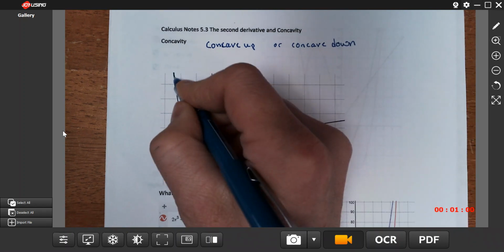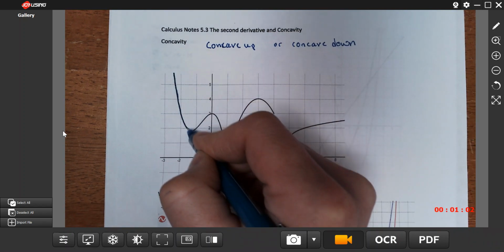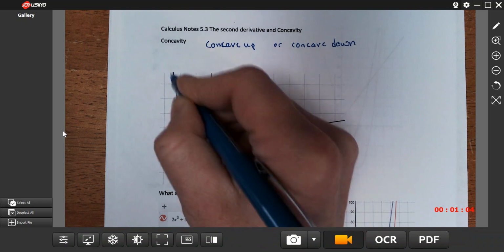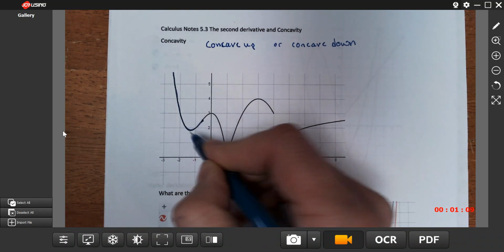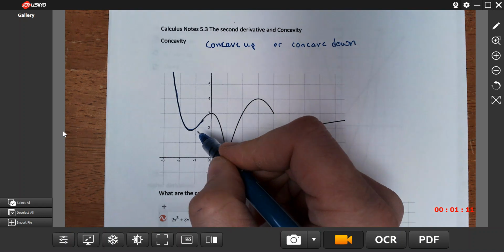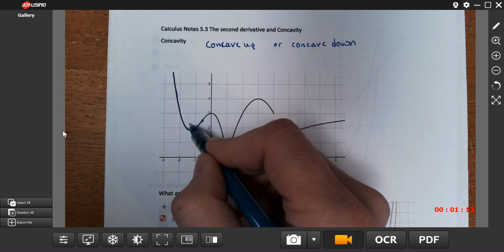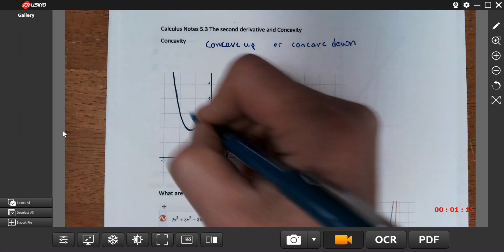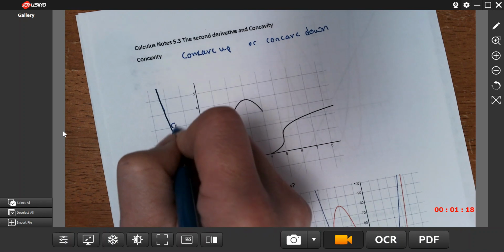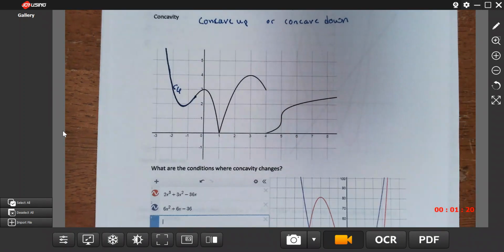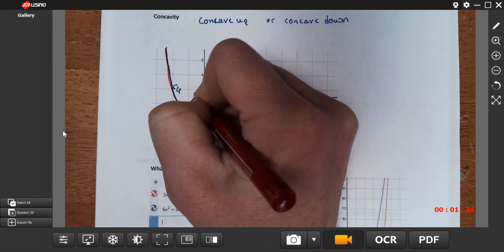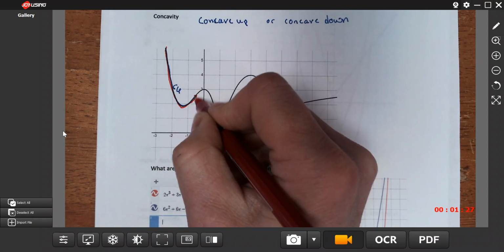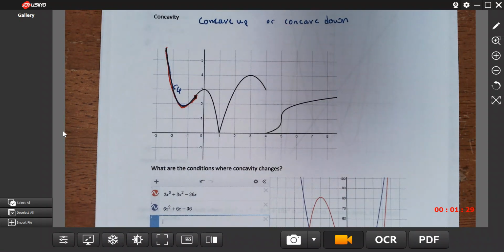So if I look at this section of graph right here, I have a curvature and it makes a little cave here, and this is concave up because the cave part here is up, it's above. So I'm going to write CU for concave up, and I just realized that that color is not really visible on here, so I'll do concave up in red. So the cave is facing up. Somewhere around here, it turns around.